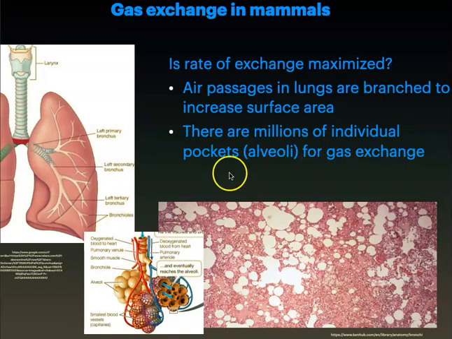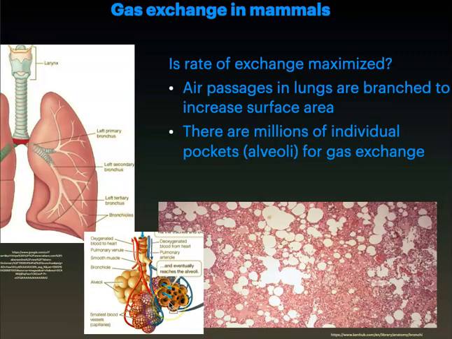So there are millions of individual pockets of alveoli for gas exchange, again, increasing surface area. And these are also very thin, as we could see. They minimize the distance over which oxygen needs to diffuse.